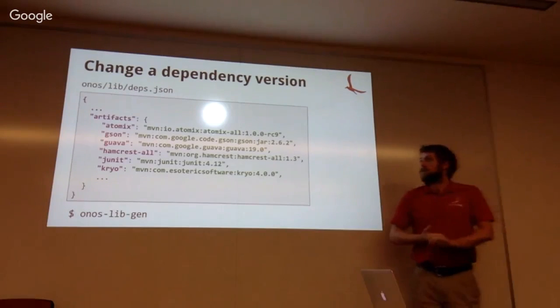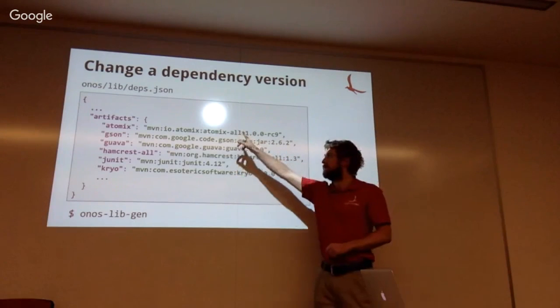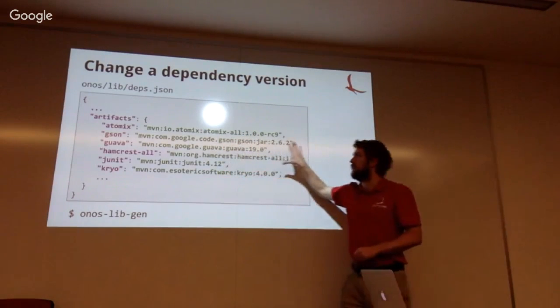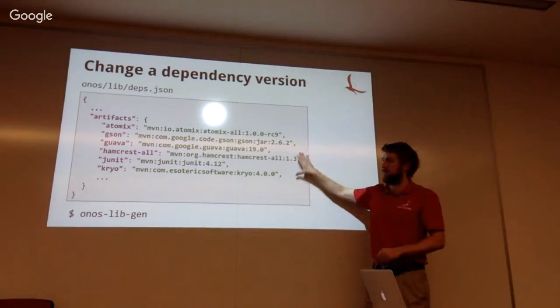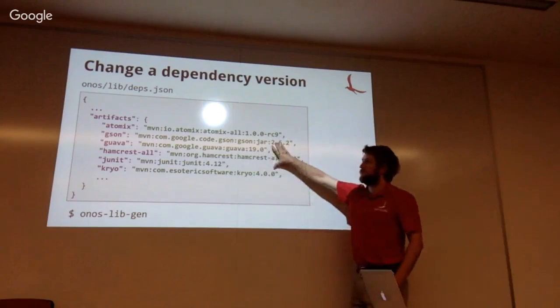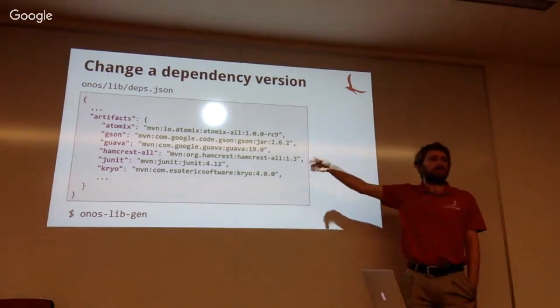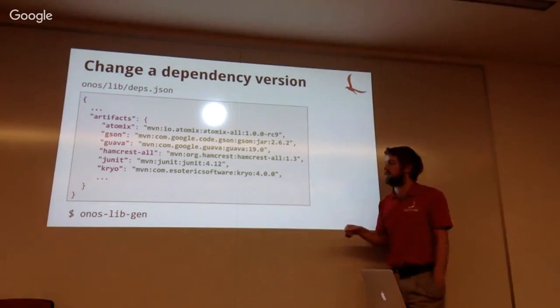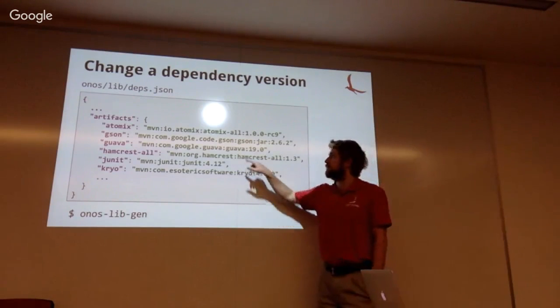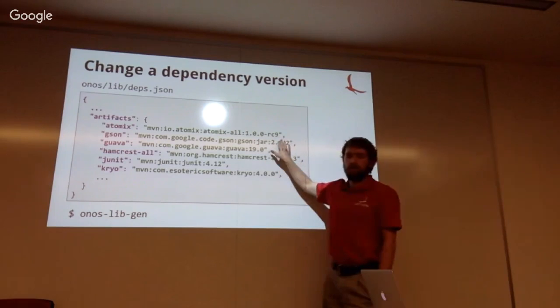A lot of our external dependencies are managed in the lib directory. We've got a JSON file. This is outside of Buck. This is back to the libgen thing I mentioned before. So we've got a JSON file that manages all the dependencies. We use the Maven coordinates and pull the jars down from Maven Central. Their coordinates and versions are just specified in the string.